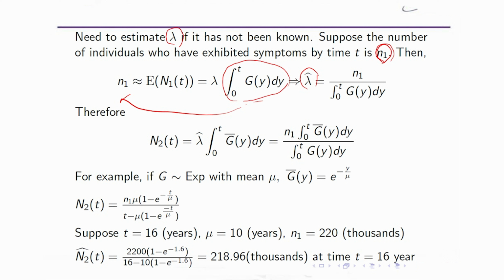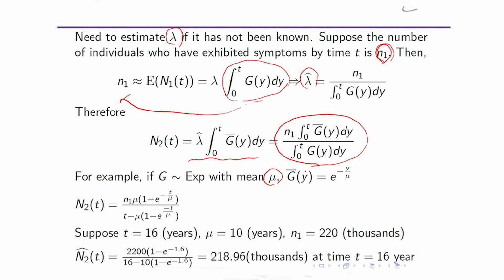And how about N2(T)? Because now we already know lambda hat, since we have estimated lambda. So we can just plug lambda hat into this equation, and this is what N2(T) becomes. Just to give you a more solid example, if G is the exponential distribution with mean mu, then we know that G bar(y) is equal to e to the power of minus y over mu.